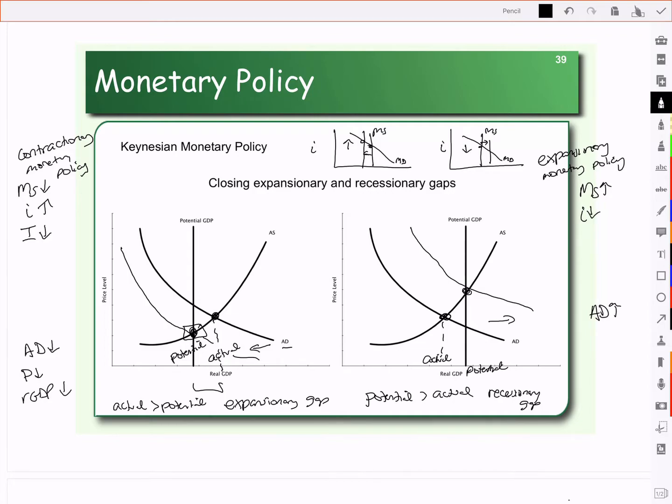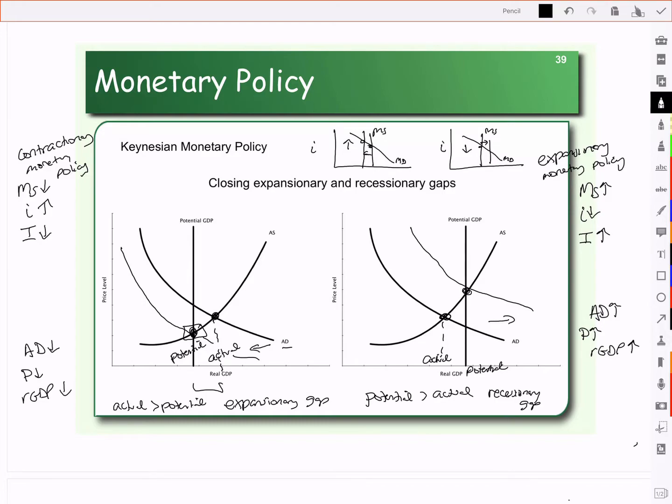When interest rates go down, it's now cheaper for businesses to borrow, so investment spending goes up. And when investment spending goes up, that's more spending. Aggregate expenditures are C plus I plus G plus X minus IM, so aggregate demand goes up, which means prices go up, and our real GDP increases. So if you have a recessionary gap, you can increase the money supply and lower interest rates to make the economy grow and make prices increase.